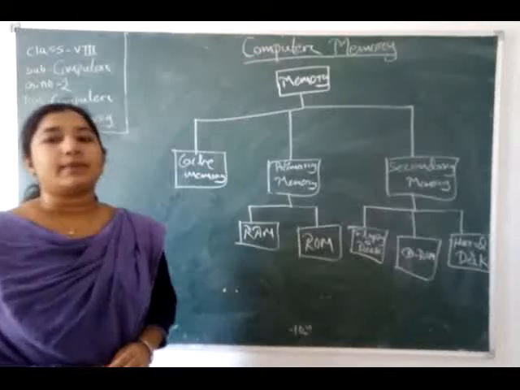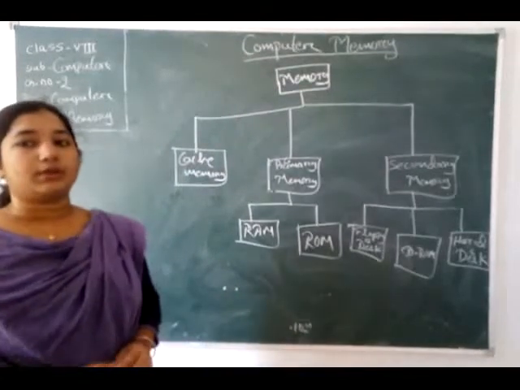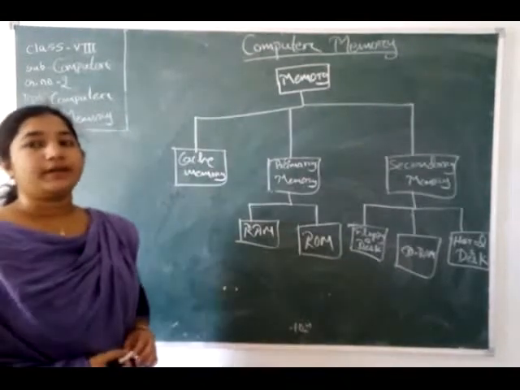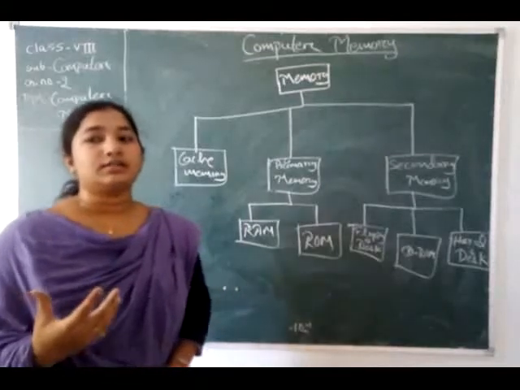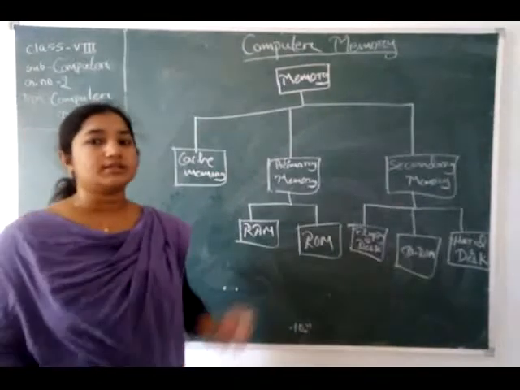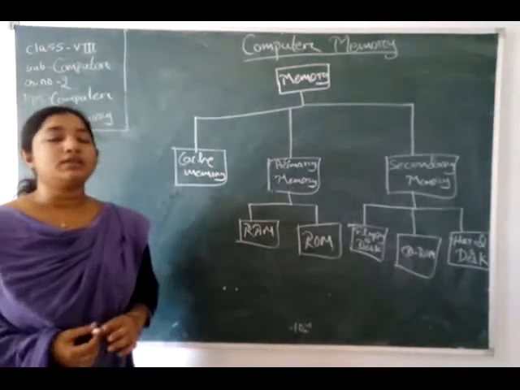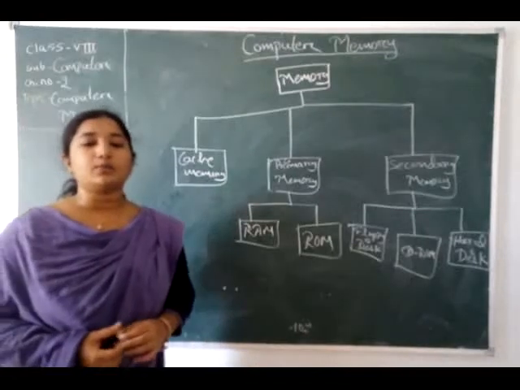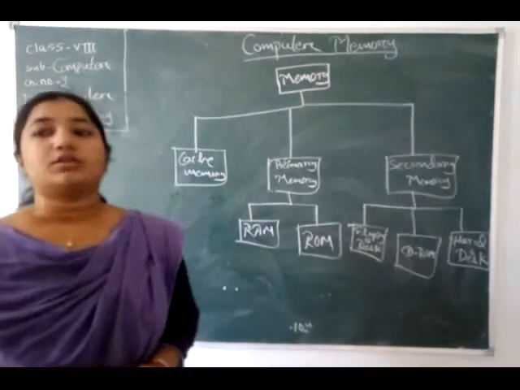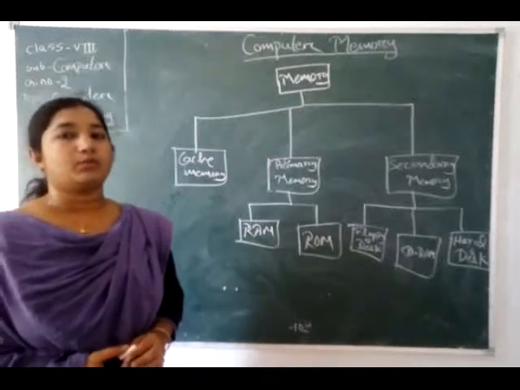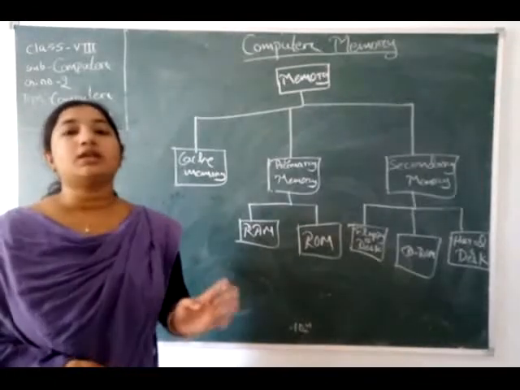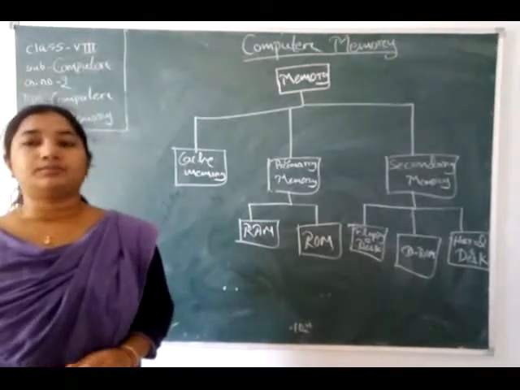It is a very high-speed semiconductor memory which can speed up the CPU. Meaning cache memory can speed up the CPU. Because of cache memory, the CPU can work speedily and process the data speedily. So it acts as a buffer between the CPU and main memory.